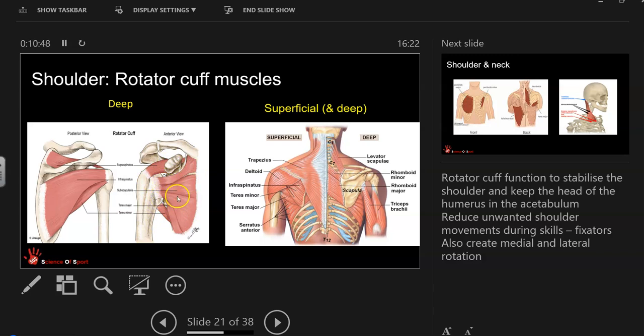These are literally the other side of your scapula. So on your insides, there would be your chest and your lungs in front of these. So they're the four rotator cuff muscles that medially and laterally rotate your humerus at the shoulder joint.